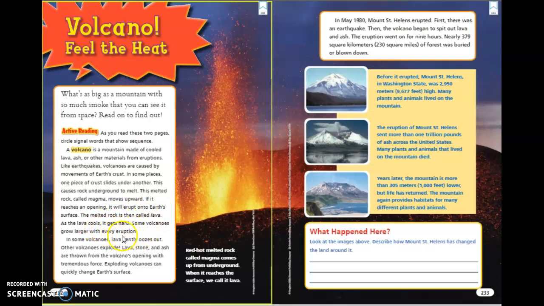Some volcanoes grow larger with every eruption. In some volcanoes, lava gently oozes out. Other volcanoes explode. Lava, stone, and ash are thrown from the volcano's openings with tremendous force. Exploding volcanoes can quickly change the Earth's surface. Pause the video and look for one sequence word from up above.